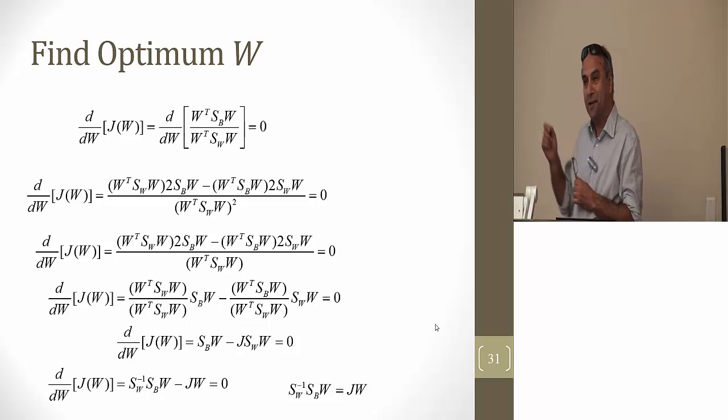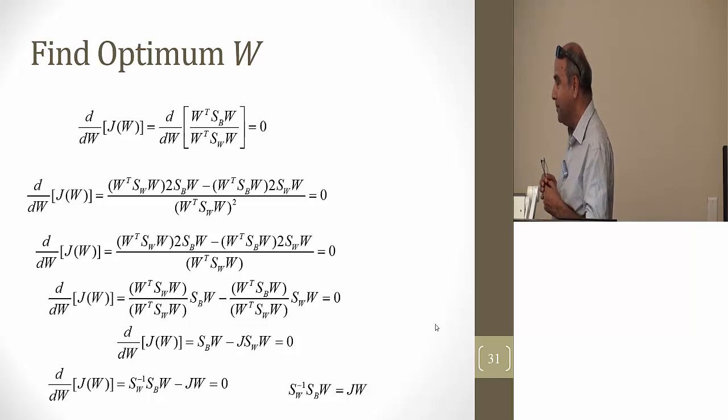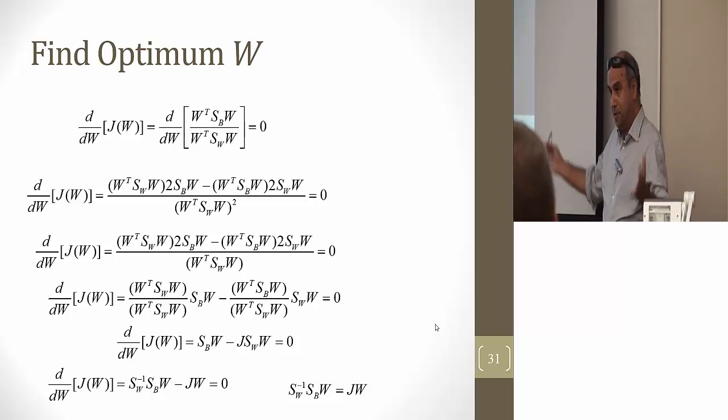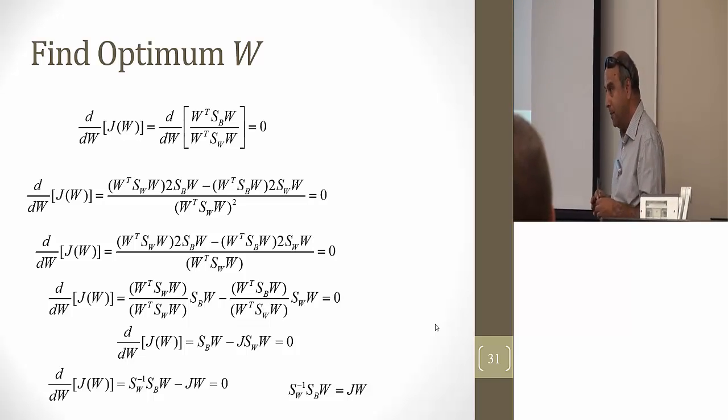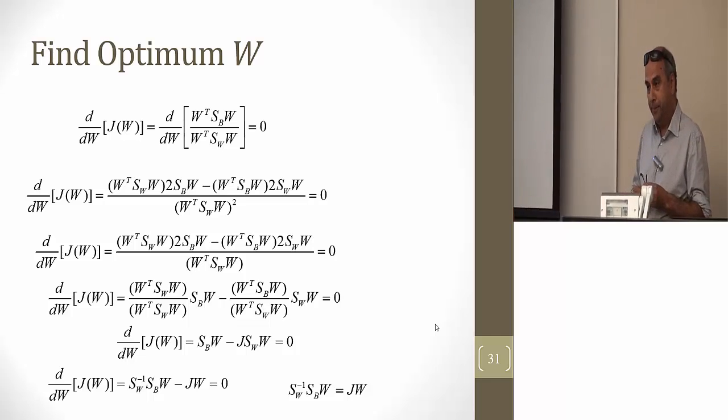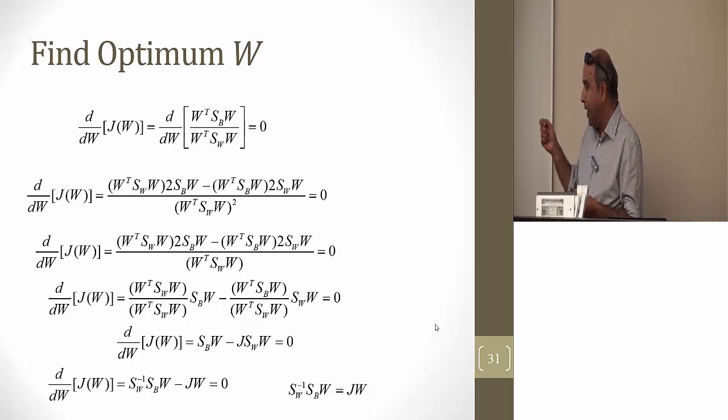W is the eigenvectors of this matrix, SW inverse multiplied by SB. And we know how to compute these matrices. We just discussed this. I'll give you an example. Which means that we can do LDA by finding the eigenvector of this product of two matrices, and we are done.